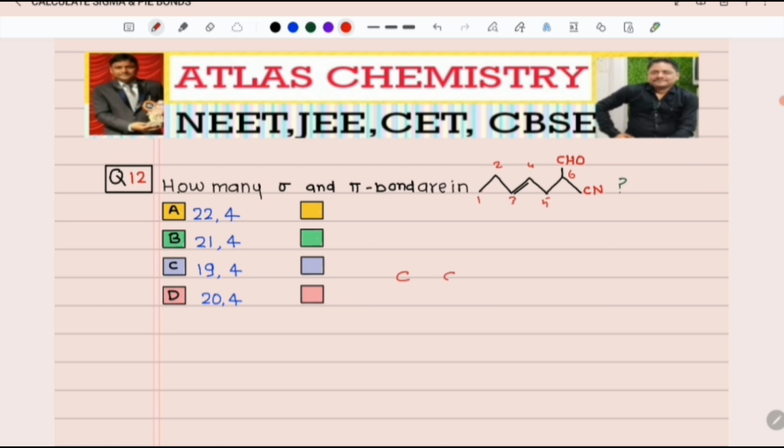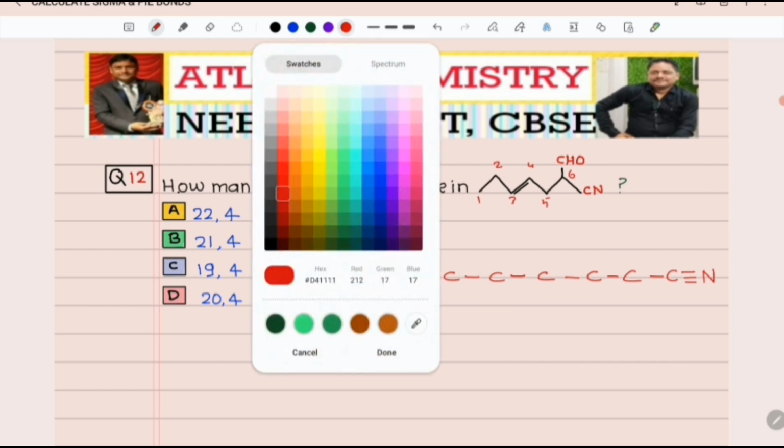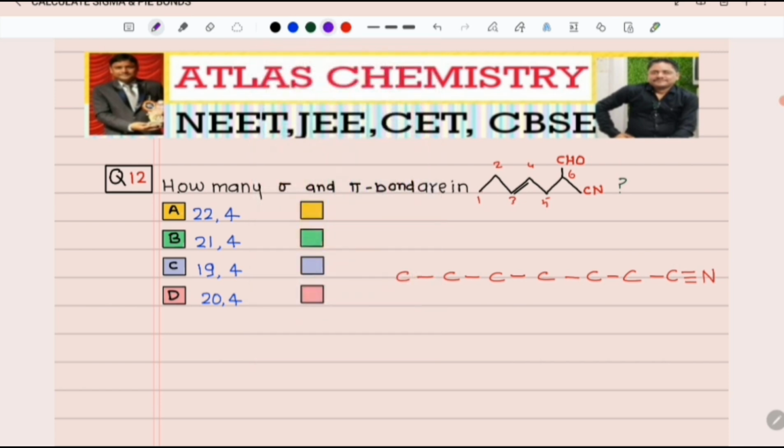So 1 carbon, 2, 3, 4, 5 and 6. Then there is attachment of the cyanide group, C triple bond N. And at carbon 6 there is attachment of a CHO group, C, H and double bond O.